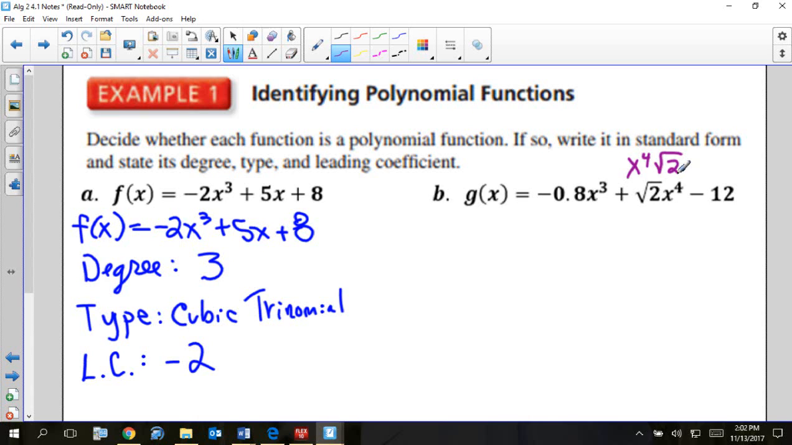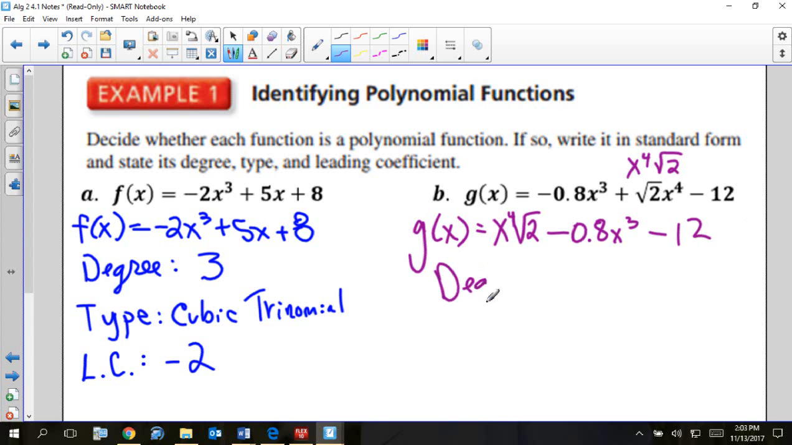We're going to rewrite it in the correct order. So which term has to come first? The one with the x to the fourth. So x to the fourth radical 2 would be our first term, then minus 0.8 x to the third, then minus 12. So we're having our descending powers of our x's. So our degree is how many x's? 4. That makes the type quartic.